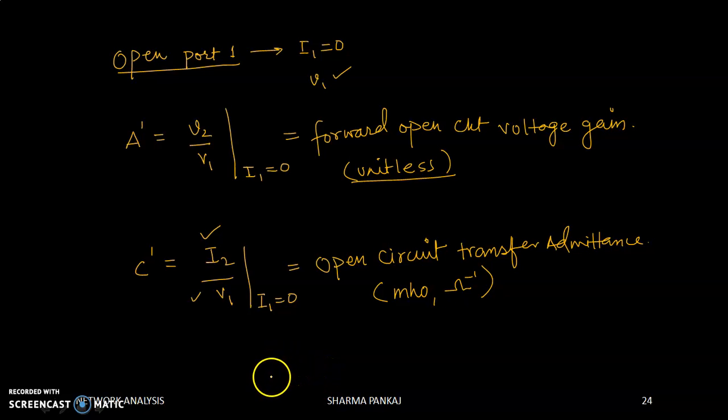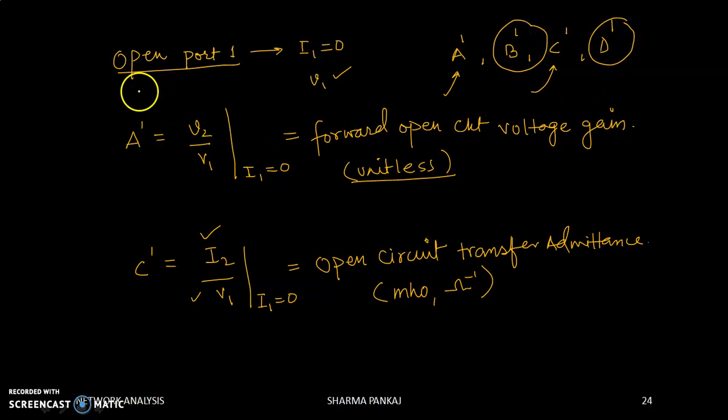Now we have found the A dash parameter and C dash parameter out of A dash, B dash, C dash and D dash. The remaining are B dash and D dash. We have operated only port number 1 and by operating port number 1 we have calculated A dash and C dash. Port number 2 is still available for us to operate. Now let us see what we are going to do. Either we should open it or short circuit it, just to see if B dash or D dash can be obtained from that position or not.